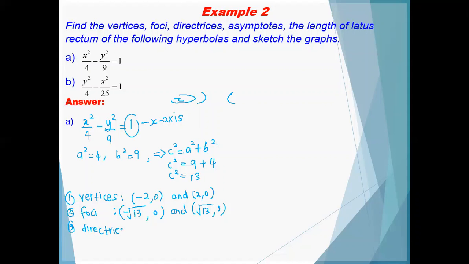directrices. Okay, directrices. So directrices, dia adalah plus minus. Dia berada pada paksi x kan, so dia akan be a square over c. So directrices is x is equal to plus minus a square over c, so dia akan jadi x equal to 4 over square root 13 and x is equal to negative 4 over square root 13 lah. Okay.